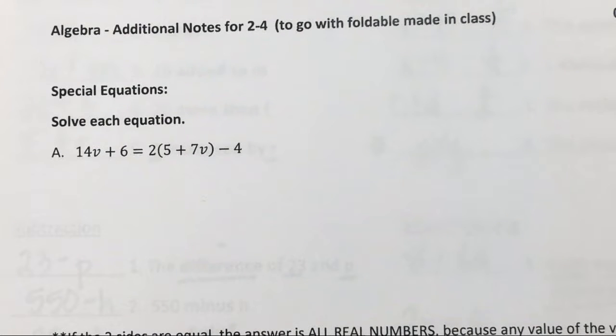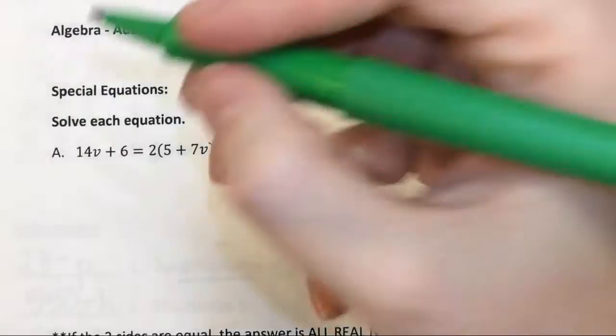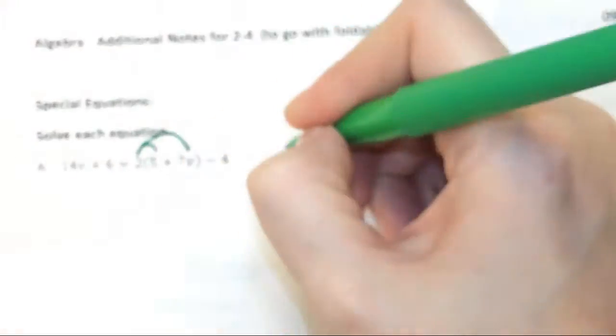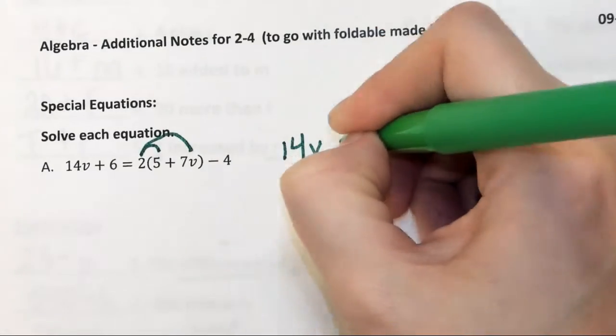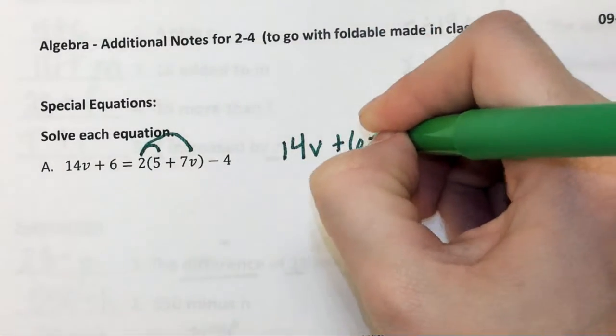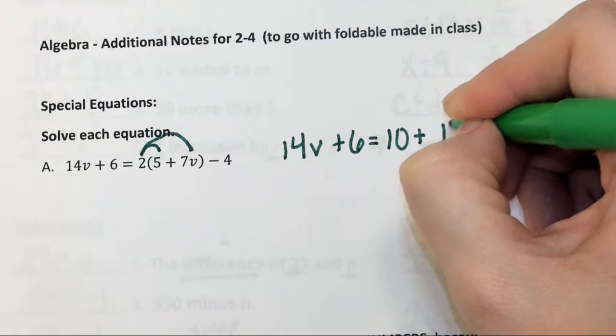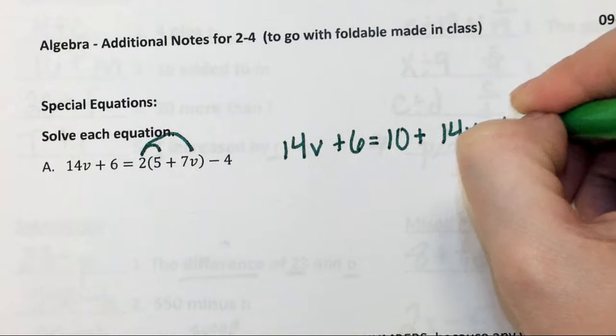So on the first one, just like in the foldable, the first thing I'm going to do is distribute on the right side. So I'm going to multiply 2 times 5 and 2 times 7b. So I get 14b plus 6 is equal to 10 plus 14b minus 4.